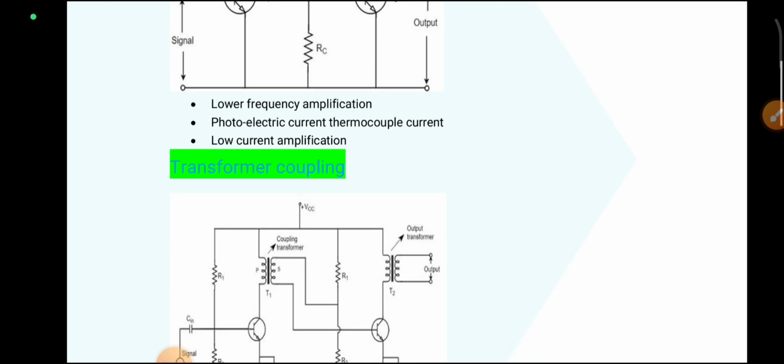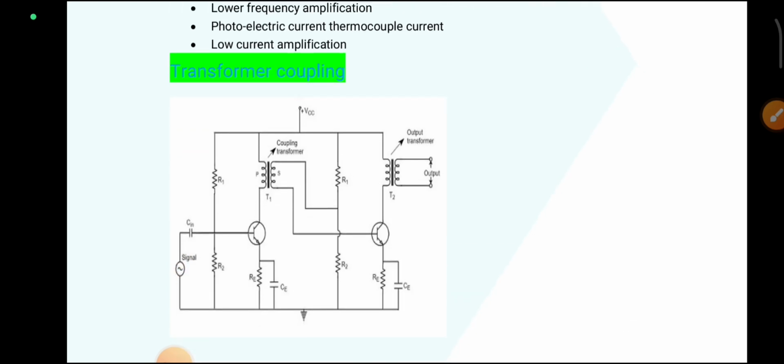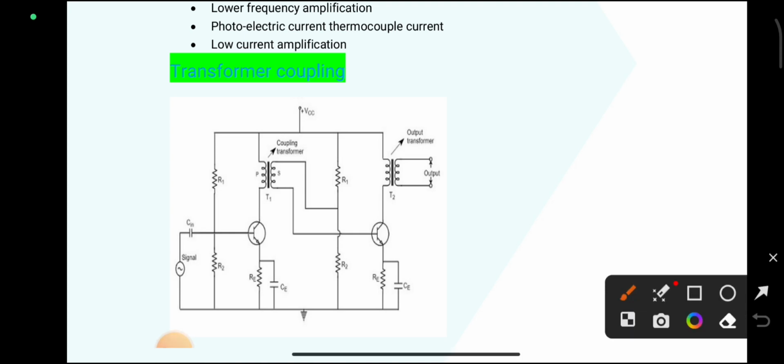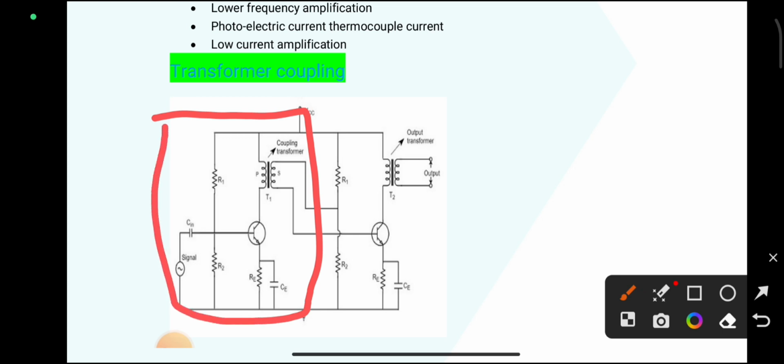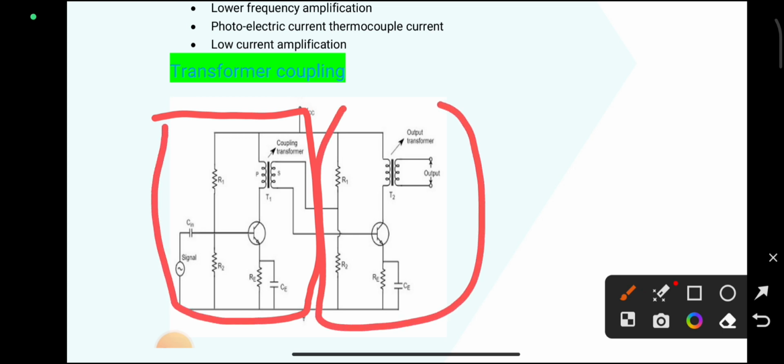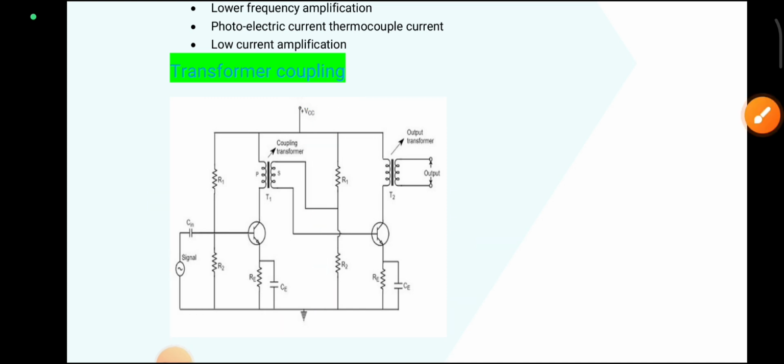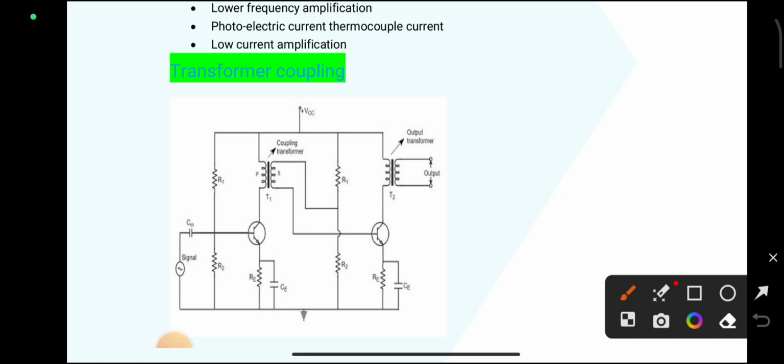Next, transformer coupling. This is the circuit of the transformer coupling. This circuit has 2 stages. This is a 2-stage transformer coupled amplifier. This is one stage and this is one stage. In this circuit we have used voltage divider biasing for the proper operating point and stability. Voltage divider biasing circuit gives very high stability to the transistor.